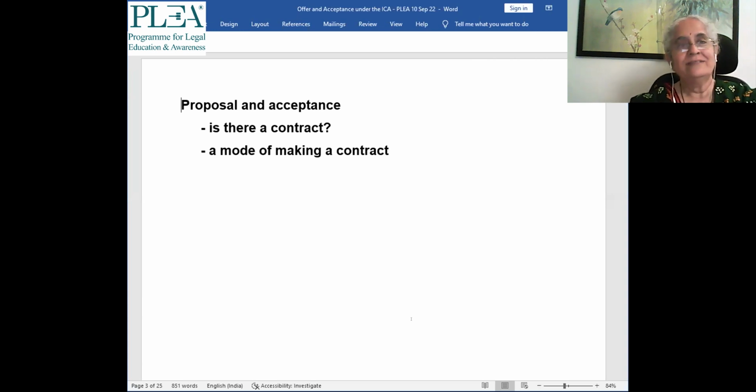But a proposal and acceptance is also a mode of making a contract. So in some cases like government contracts, the government deliberately selects a mode of offer and acceptance in order that the contract be made. I have used here the word proposal, right? Why the word proposal? Because our Contract Act does not use the word offer, it uses the word proposal. However, all books relating to contract law are likely to use the word offer instead of proposal. The word offer is used for an offer in the English law.